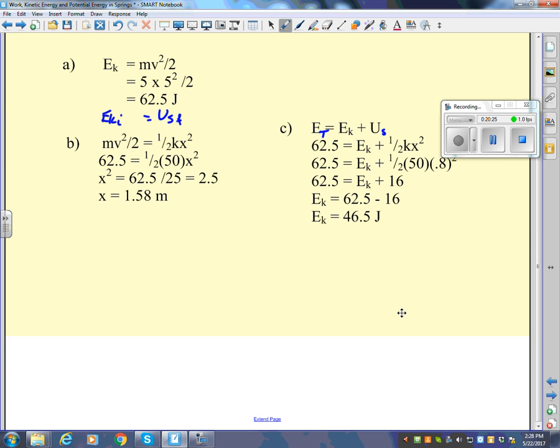Now, if the question asked you how fast it was going, you would use mv squared over 2, put that 46.5 in for the EK, and solve for V. Relatively straightforward. You should be able to do that.